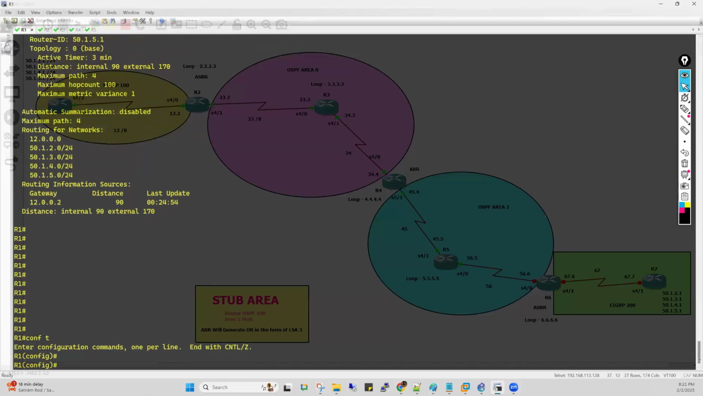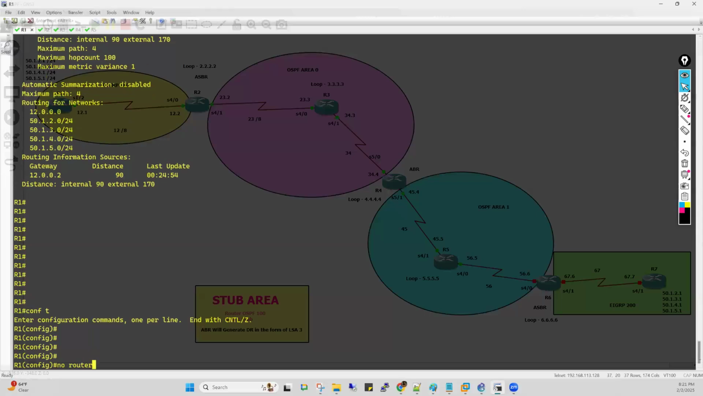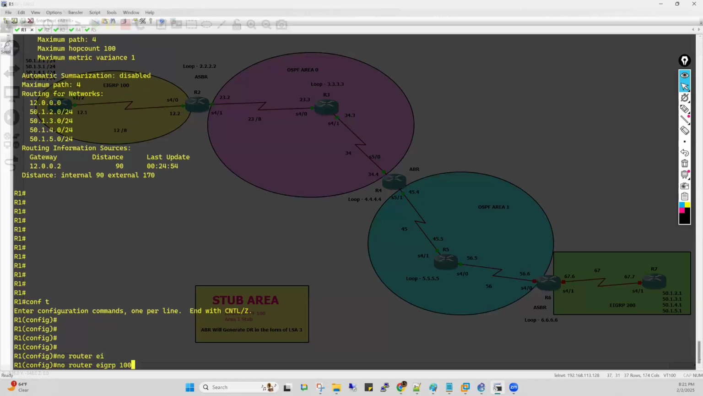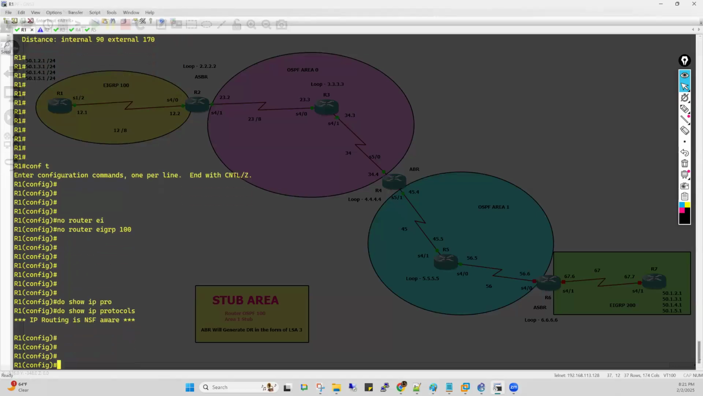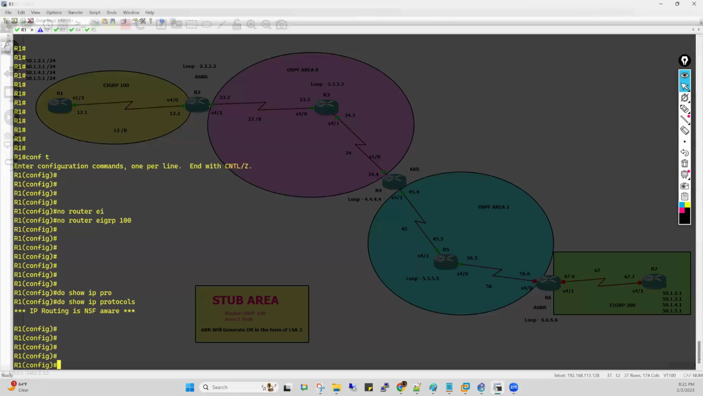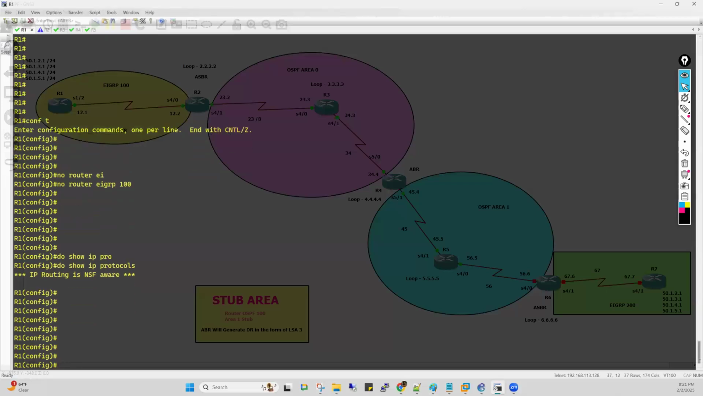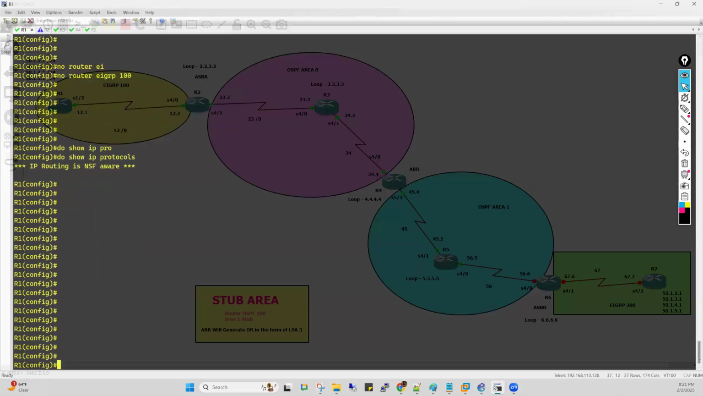Here, guys. First of all, let me remove it: no router EIGRP 100. I remove EIGRP. Now check, do show IP protocol. No routing protocol is there? Yes or no? Right? Only the IP address is configured. Do you know how to configure the IP address or do I need to tell you? No, sir, no need. Sir, we know. Okay.